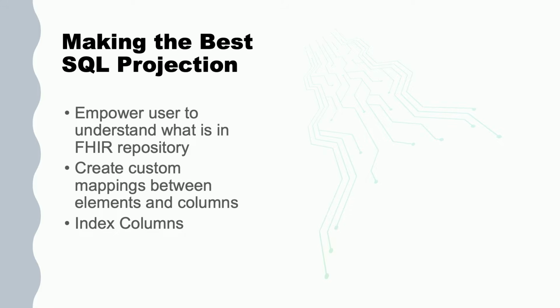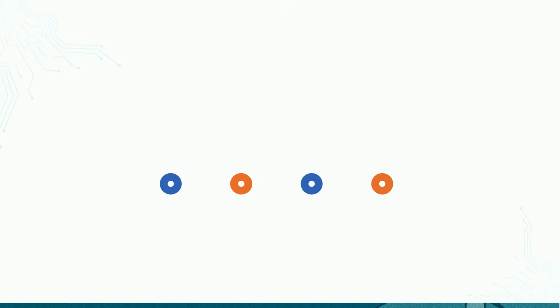You need then, after you understand it, to have ways to create custom mappings between various elements and columns in your SQL schema. And lastly, you need ways in which to index those columns if you want to make this performant. And that's obviously very important. So let me show you what these steps are.